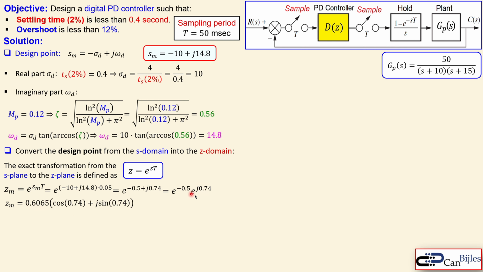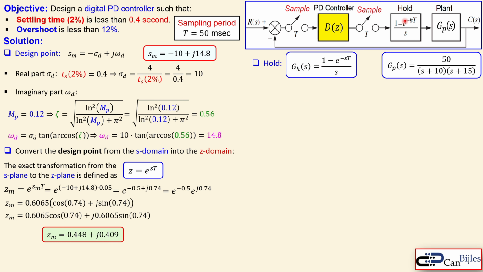And here, for this part, we can use Euler's identity in order to get the real and imaginary value. And again, remember that 0.74 is in radians. Now, when you calculate that, or first also multiply out the parentheses, you will get 0.448 as the real value and 0.409 as the imaginary value. Now we have our design point also in the Z domain.